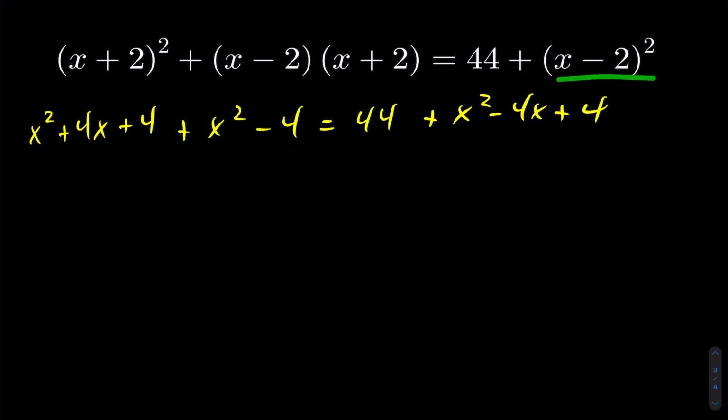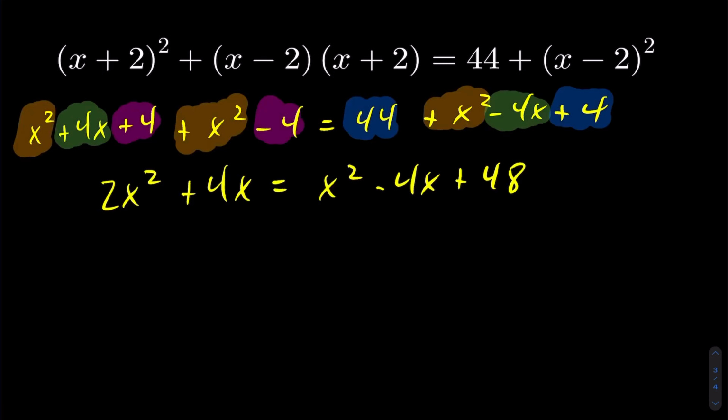And then right here I expanded out the product of x minus 2 quantity squared, which gave me the following. I'm going to go ahead and collect like terms on the left and right hand side. Collecting like terms, you can see on the left hand side I get 2x squared plus 4x. On the right hand side I get x squared minus 4x plus 48. Bring everything to one side, we get the following quadratic: x squared plus 8x minus 48 equals 0.